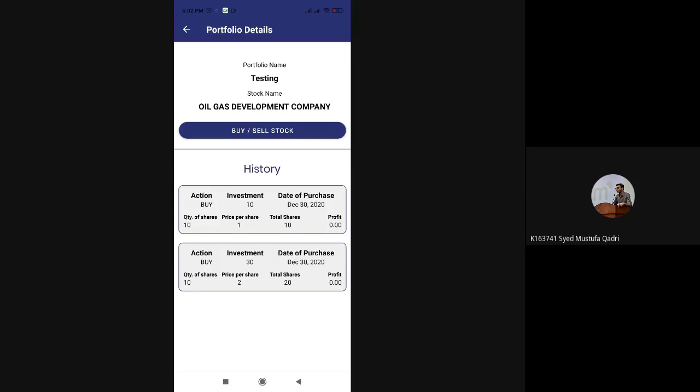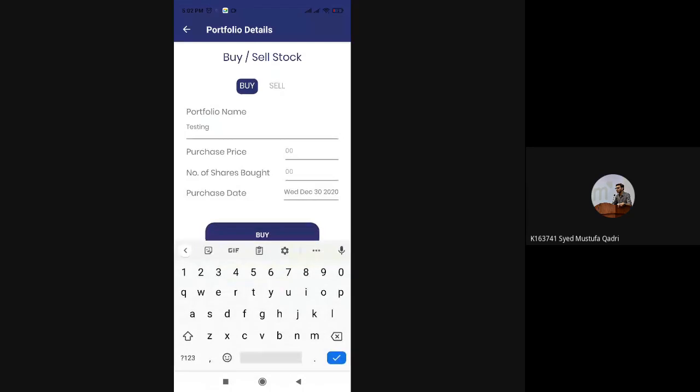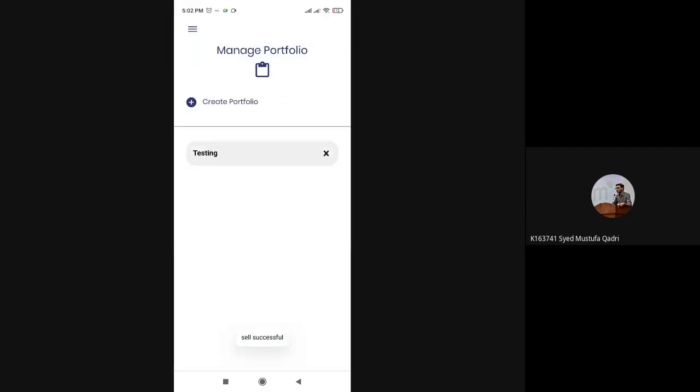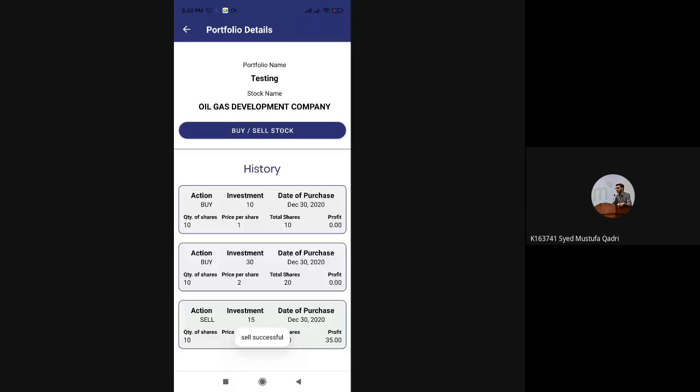So now I'm going to sell some stock. Let's say I sell 5 stocks. Sorry, let's say I sell each stock at 5 rupees, and the number of shares is 10. So I am selling 10 shares at a price of 5 each. So here I can see the action is sell, investment 15.